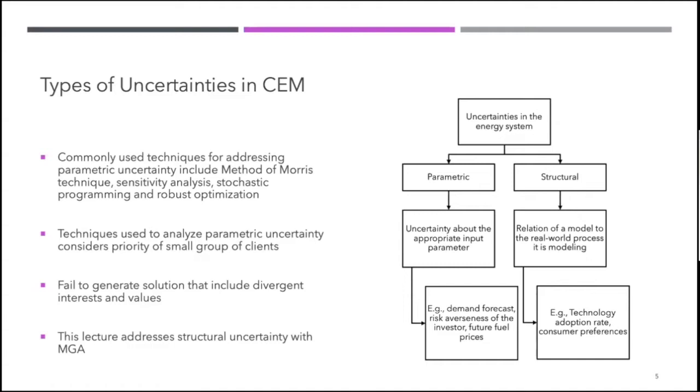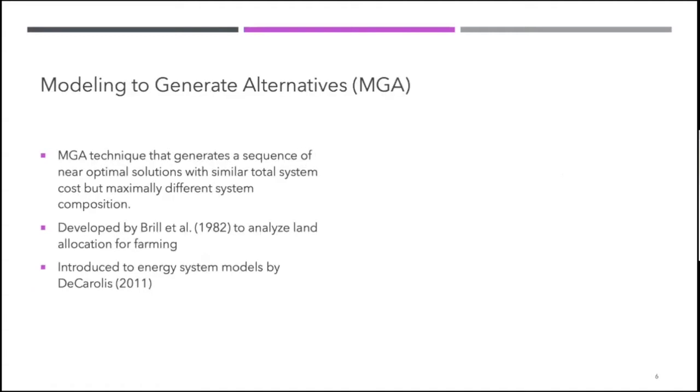All right. So talking about MGA, it was first developed back in 1982 by Dr. Brill. He was actually the one who introduced me to energy system models. And MGA was then first introduced to energy system models in particular by Dr. DeCollis, my advisor, back in 2011.